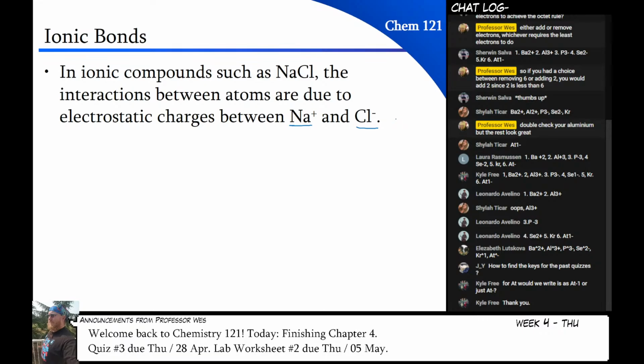And both of these follow the octet rule because sodium starts with 1 electron. We've ditched it. We've given it a plus charge, and then this is what we get. Chlorine has 7 valence electrons. We add another electron to give it a minus charge. And that's what we write for that too.